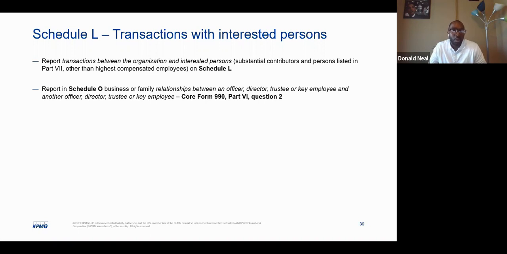In regards to the Schedule O, you do have to put business and family relations between an officer, director, trustee, or key employee, and another officer, director, trustee, or key employee. Again, that's part of the core Form 990, Part 6, Question 2 that I had mentioned earlier.